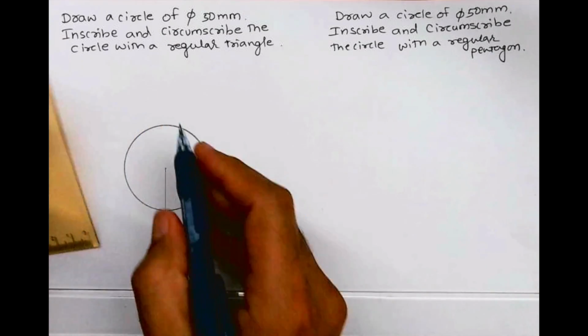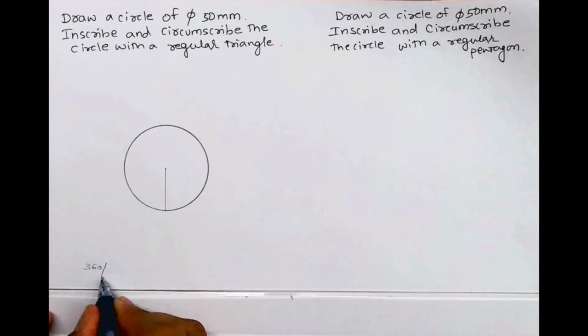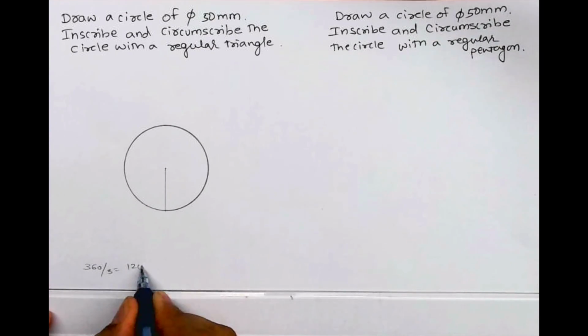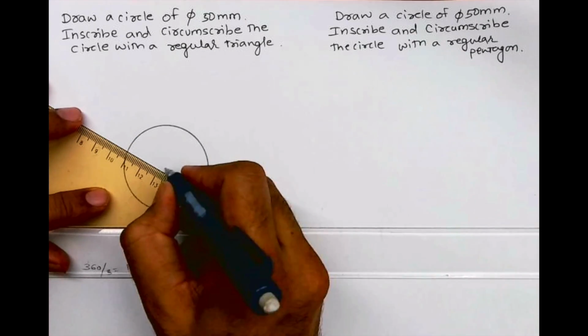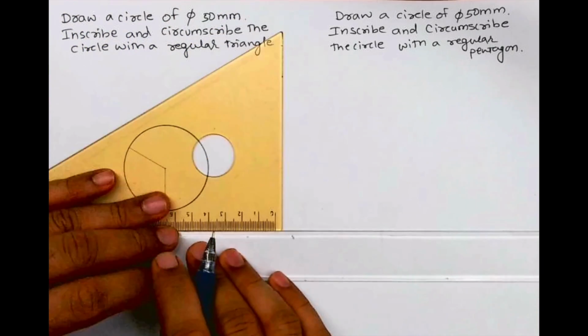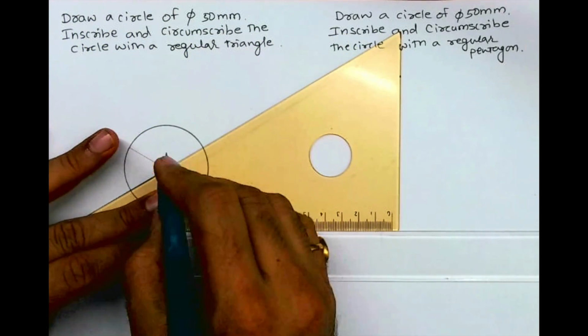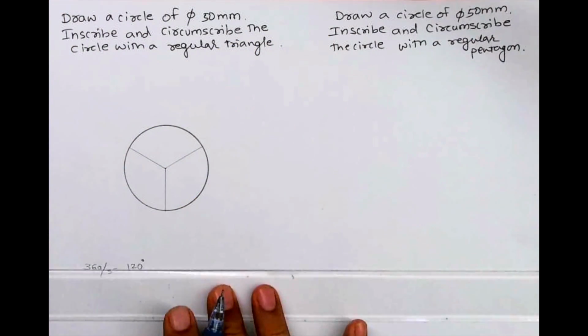So I will draw one vertical line. 360 divided by 3 would be 120 degree. So I need to draw 30 degree from that center O, like this. So I'll get 120 degree. And same on the other side. So you'll get 120, 120, 120 degree each.